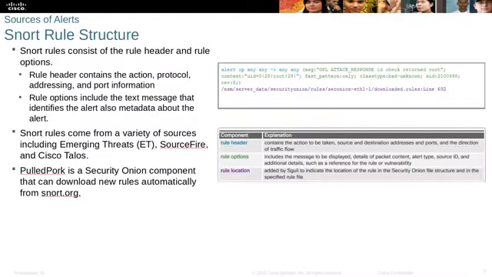So if we have a little look at our Snort rule structure. Our Snort rules consist of 2 sections. We have a rule header and a rule options. The rule header contains an action, a protocol, source and destination IP addresses and net masks, and source and destination port information. The rule options section contains alert messages and information on which part of the packet should be inspected in order to determine if the rule should be taken.